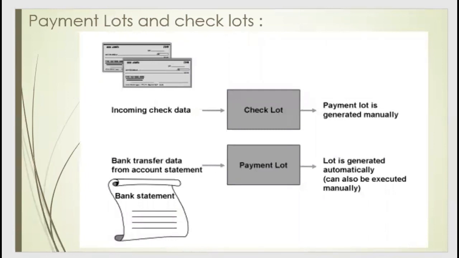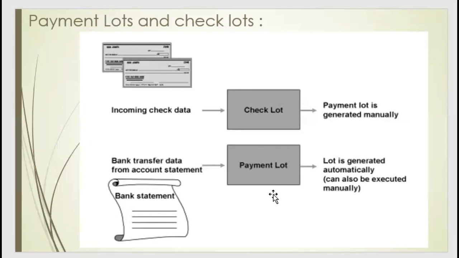Now, if we put them together and see what the whole picture would be, you can see the incoming check data is coming, and then the check lot gets created and the payment lot is generated manually, right? And once it gets generated manually because of the check lot, the bank transfers the data from the account statement, okay, about the details, and the payment will happen against the open item, and the posting will be over.